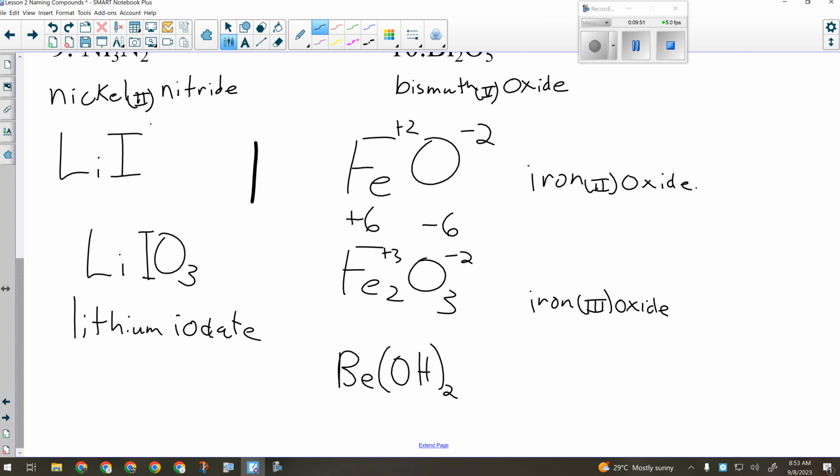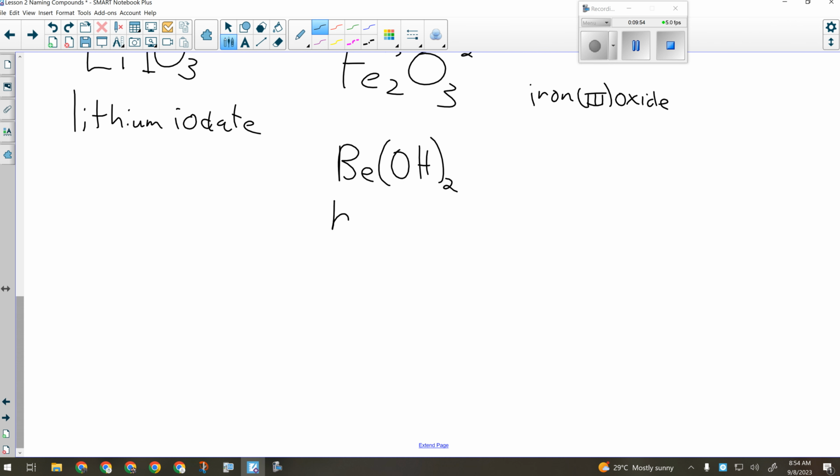Okay, what does the BE stand for? Beryllium. So that part doesn't really involve too much thinking, right? What is OH? Hydroxide. So this stuff is just beryllium hydroxide. We still don't put in any prefixes. We just put in the name. And remember, the ones in the polyatomic chart do not get their endings changed. Whatever they're written as there, copy it. That's how you write it.